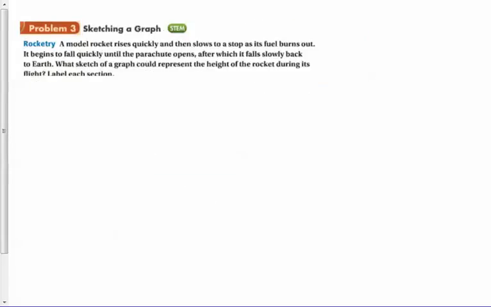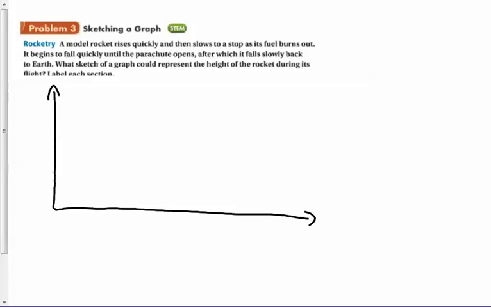Next one, sometimes they give you a situation and you're going to have to actually sketch a graph. So a model rocket rises quickly, then slows to a stop as its fuel burns out. It begins to fall quickly until the parachute opens, after which it falls slowly back to Earth. What sketch of a graph could represent the height of the rocket during its flight? Label each section. So if I had to think about this, the first thing is what's my x-axis? I think if I'm thinking about a rocket, my x-axis, first off, I'm just going to have something like this. So I guess this would be time, right? And this would be height.